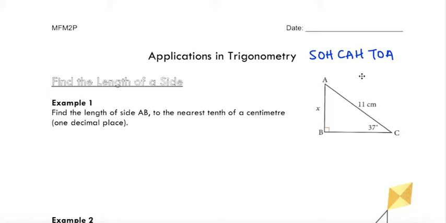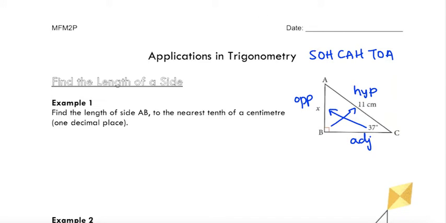In these examples, we're going to do 3 that look at finding the lengths of a side and finding the lengths of an angle. And so we're always going to start with the same process. Step number 1 will be to always label the sides of your triangle. So across from your right angle will be the hypotenuse. Across from the angle that's given to you is the opposite side, and beside that angle is the adjacent side.